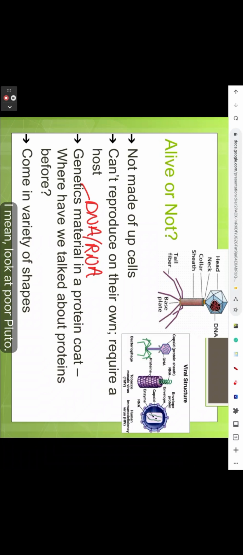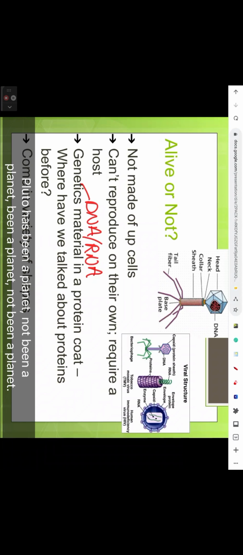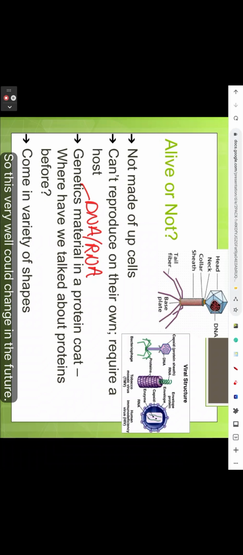I mean, look at poor Pluto. Pluto's been a planet, not been a planet, been a planet, not been a planet. So this very well could change in the future.